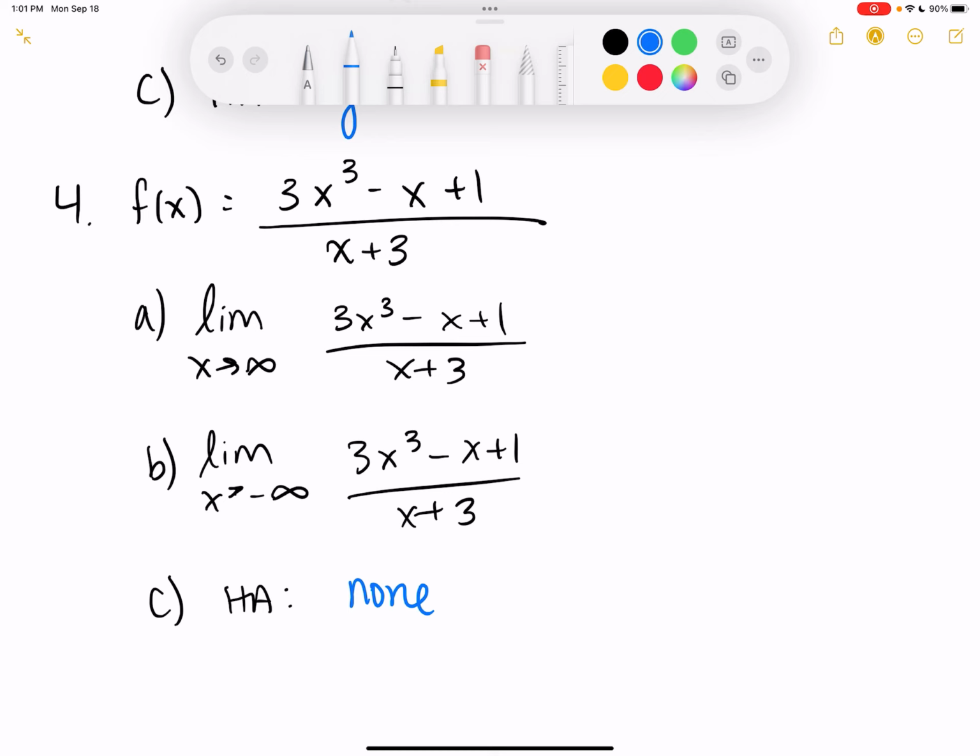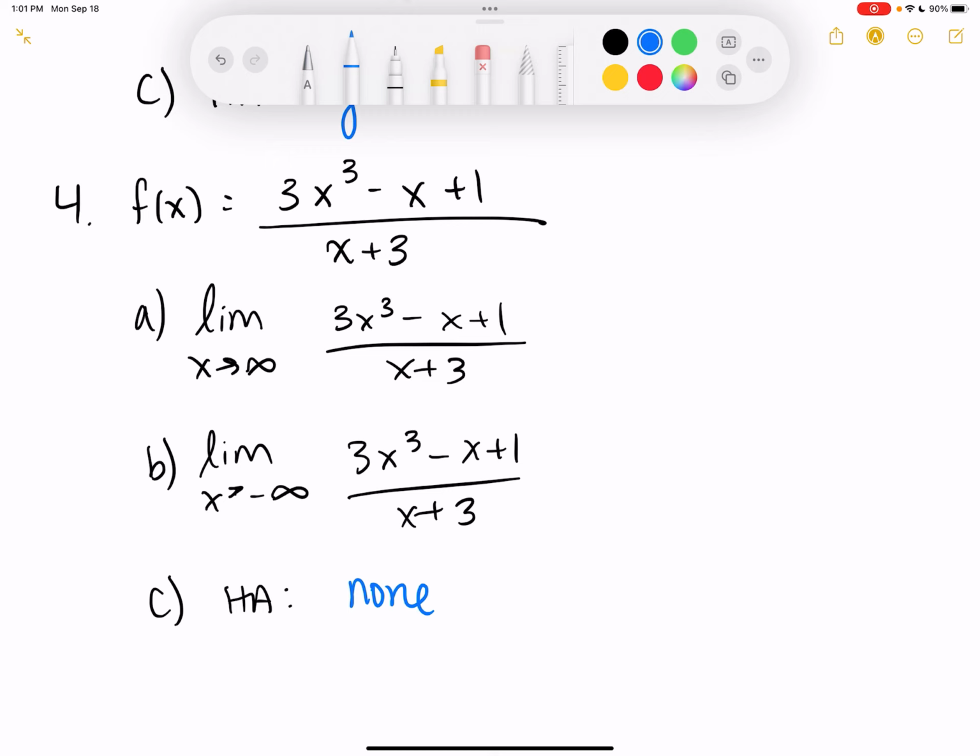That's because of bot. Now, as far as the limits themselves, when I'm taking the limit at infinity, I only care about what? The largest, the highest powered terms, top and bottom. So basically, I don't care about the negative x plus 1 on top, and on the bottom I don't care about the plus 3. So all I care about is the 3x cubed over x. That's really all that's going to make a difference.